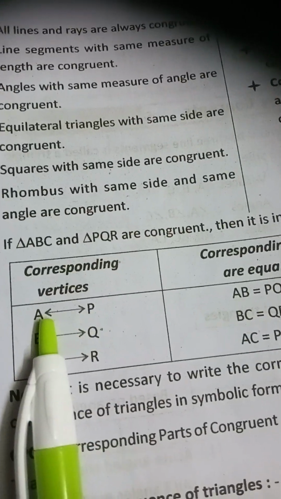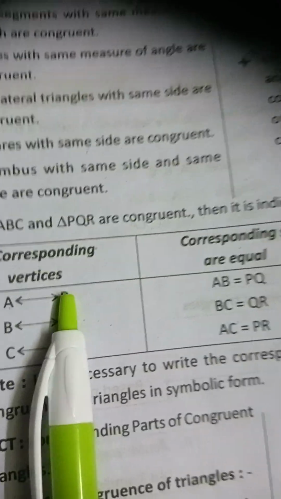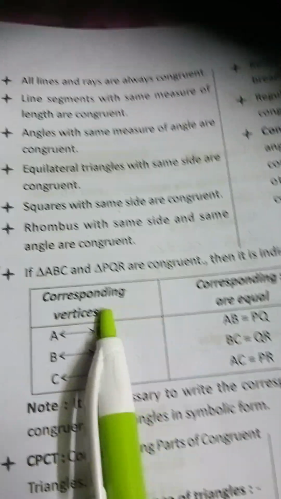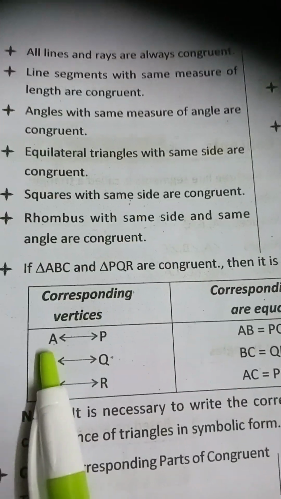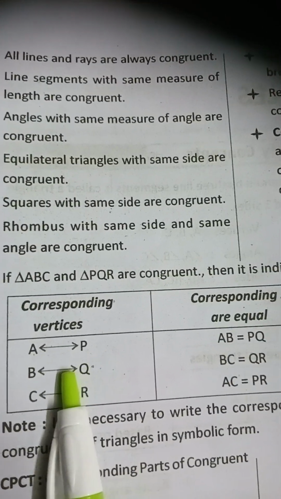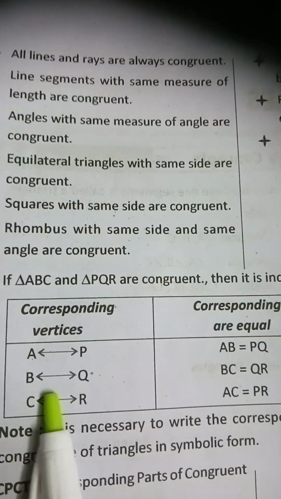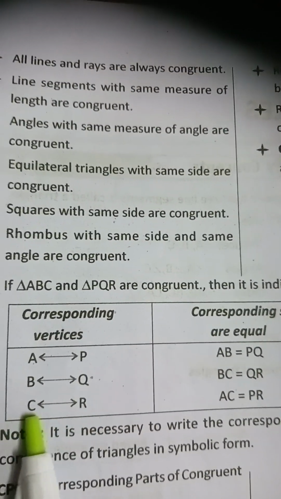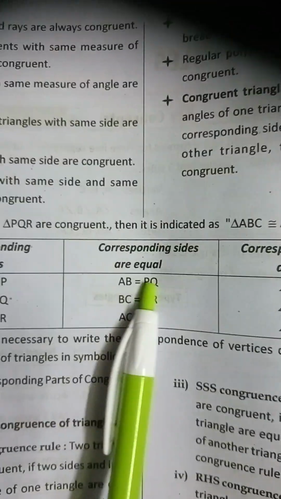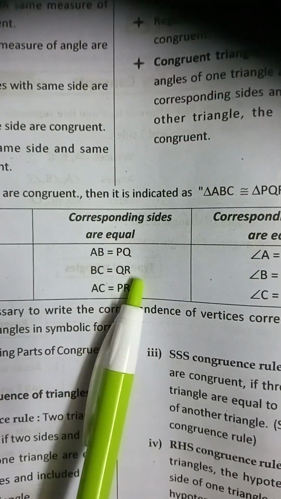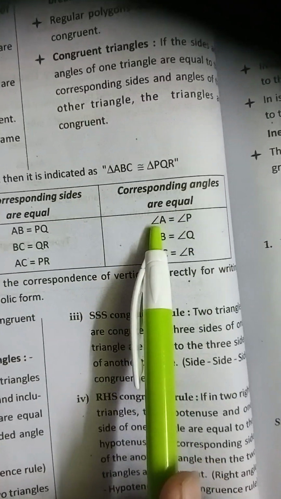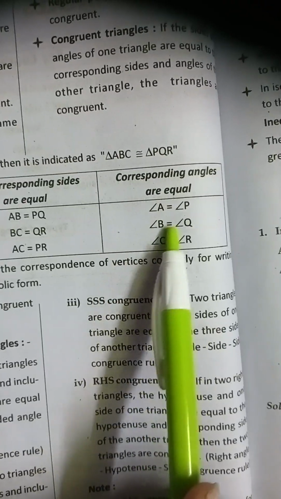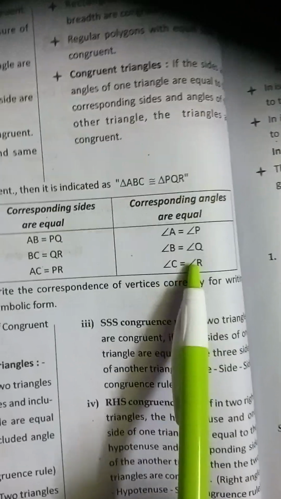Corresponding vertices. A corresponds to P. If we take two triangles ABC and PQR with the same measurements and same angles, then A is the corresponding vertex to P, B is corresponding to Q, and C is corresponding to R. Here AB is equal to PQ, BC is equal to QR, and AC is equal to PR. Angle A is equal to angle P, angle B is equal to angle Q, and angle C is equal to angle R.